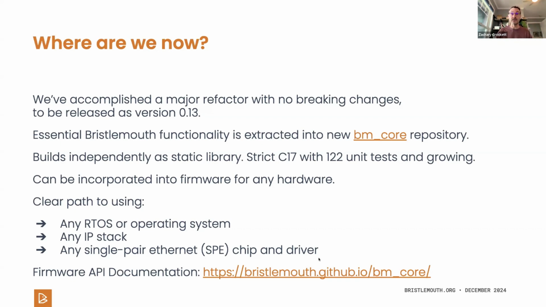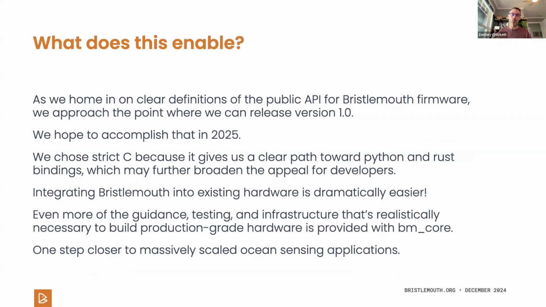We also have some spectacular new documentation that is continuing to be edited and developed, but I'd be happy to show some of that in a minute. What is this? Let's talk about what this enables. This was a lot of work. It's a big change. As we home in on clear definitions of the public API for Bristlemouth firmware, we approach the point where we can actually release Bristlemouth version 1.0.